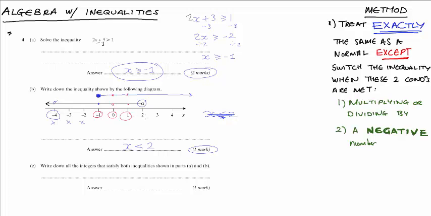Now be careful with this one. It's here, but remember, it's not included there. And then finally you can see these ones, they're not even on the bottom line. We're looking for all the integers that satisfy both inequalities. So your answer should be minus 1, 0, and 1. So that's how you get the marks for that one. Exam style question as well.